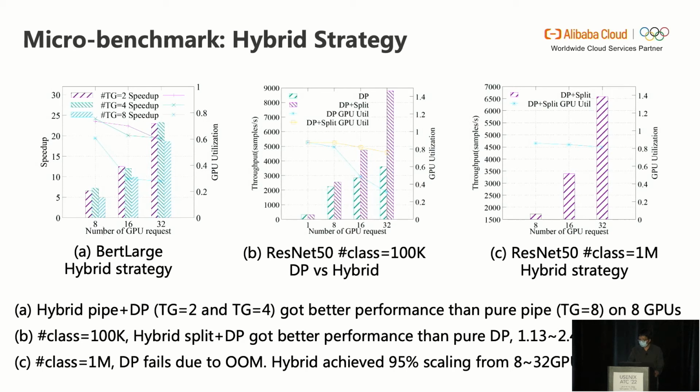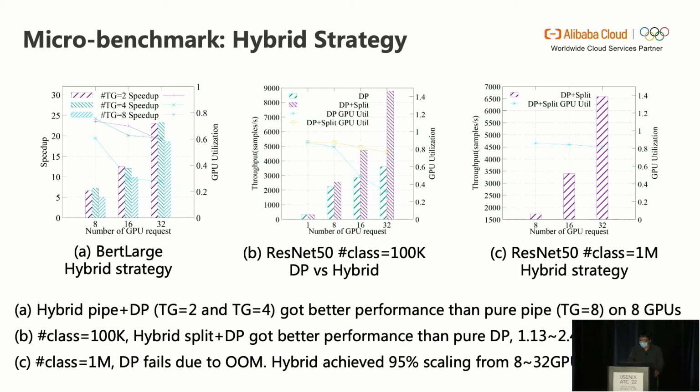This is because 8 task graphs lead to relatively lower model operations in each task graph, and the GPU computation is not enough to overlap the inter-task graph communication, resulting in poor performance.